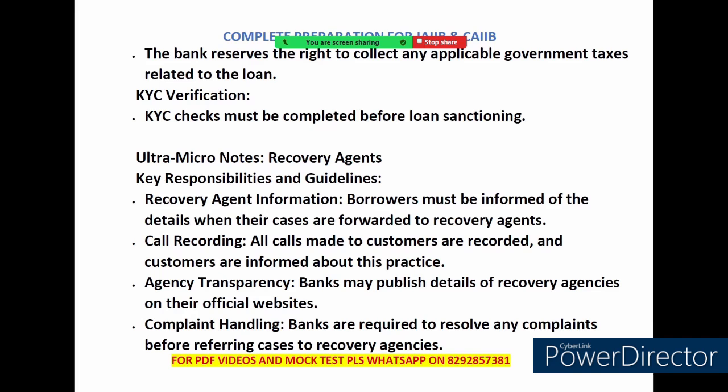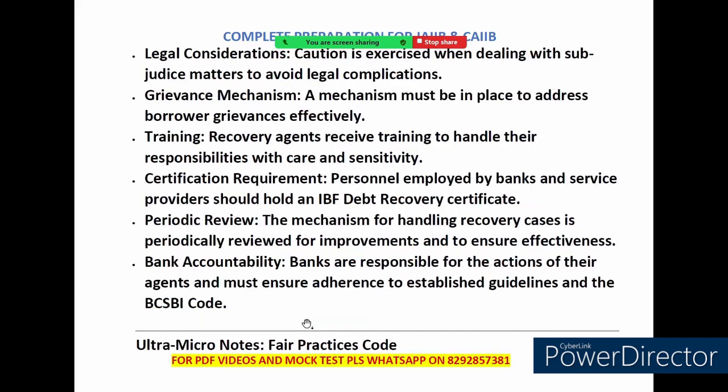Now let's talk about the recovery agent. See, when cases go to the recovery agent, the borrower must be informed about the details. Call recording: all calls with the customer are recorded and they are made aware of this. Transparency, that means the bank might publish details about the recovery agency on their website. Complaint handling, that means the bank needs to resolve any complaint before involving a recovery agent. Legal caution: care is taken to handle cases that are in legal dispute to avoid issues.